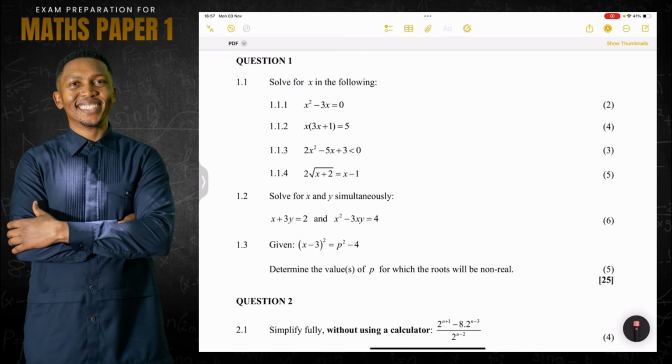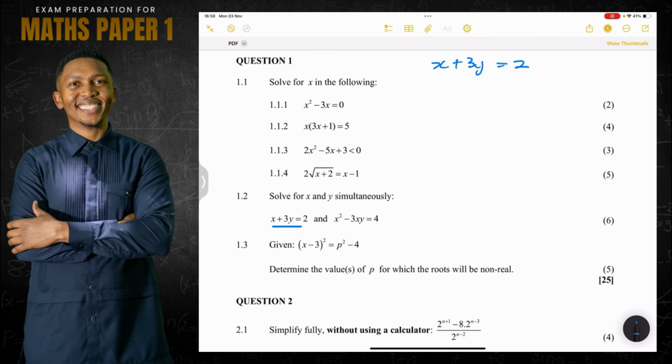They want us to solve for x and y simultaneously. Right, this is the favorite part of algebra. I know most of you like this. So I'm going to take this as my equation 1. So that's x plus 3y, which is equal to 2.